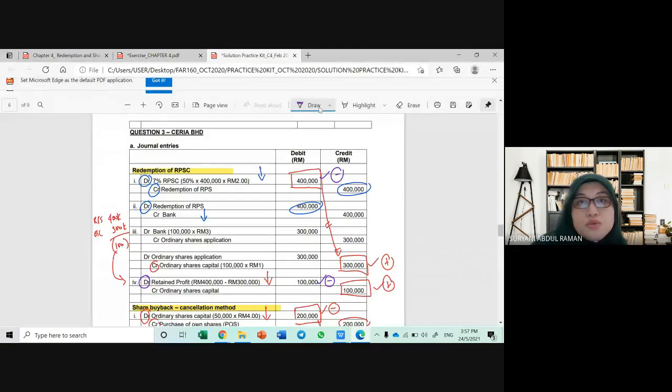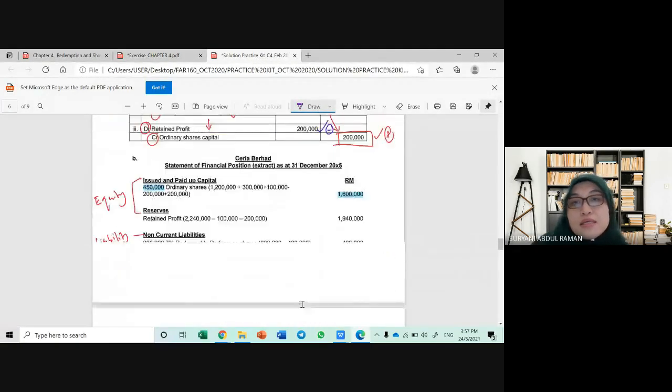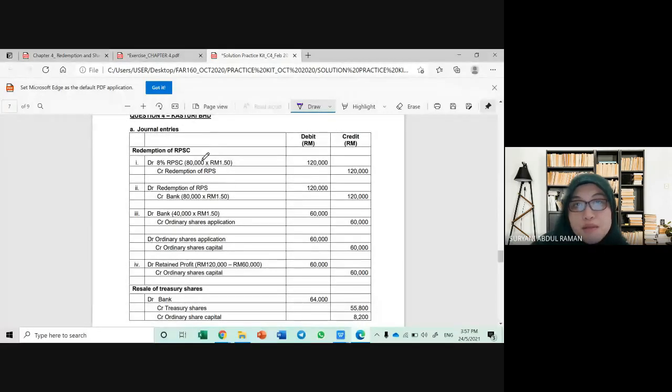First, to record the redemption of preference shares, you need to write off the shares first. So the first step is debit the redeemable preference shares. How much? 80,000 units times RM1.50. So the total is 120,000. This is for the first transaction, redemption of preference shares. The next step is you are going to pay the redemption value. Debit redemption of RPS and credit bank, 120,000.